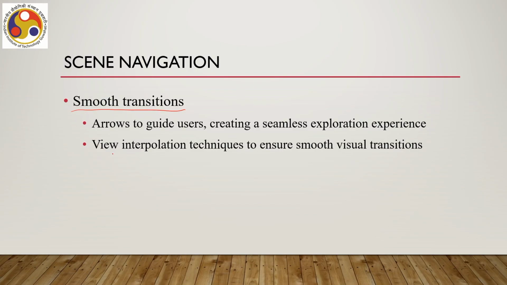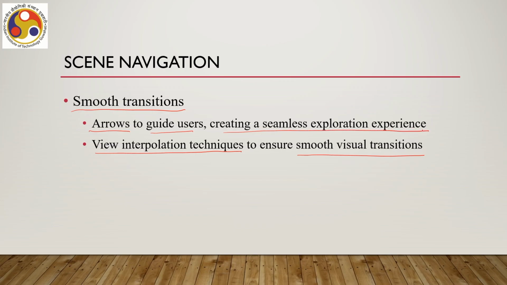Now, if the image transition is not properly taken care of, the user gets the feeling of sudden movement, jerks, which of course reduces the user experience. So, what we have done is that we have used a view interpolation technique, which ensures smooth visual transition. View interpolation essentially blurs the boundaries between two images, so that the user gets a smooth feeling of transitioning from one image to another. Along with that, as I have shown in the previous image, there are arrows to guide users, creating a seamless exploration experience.